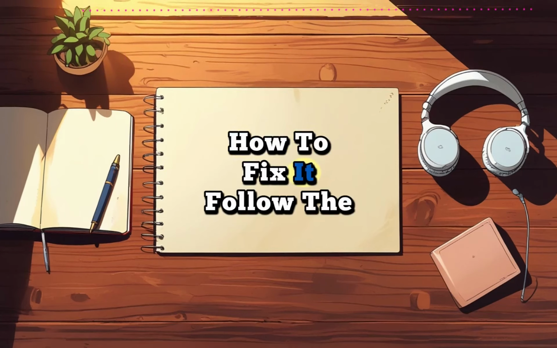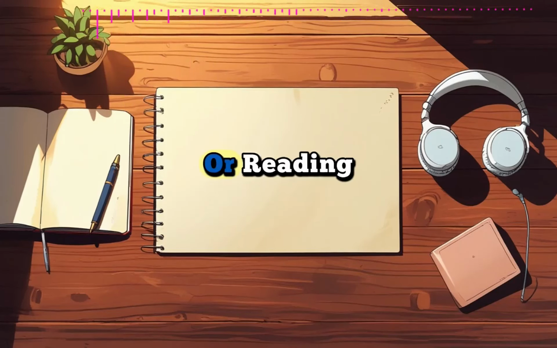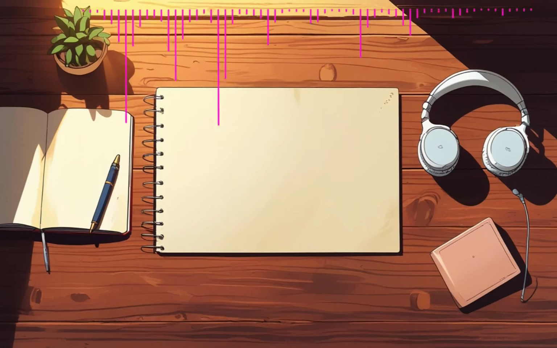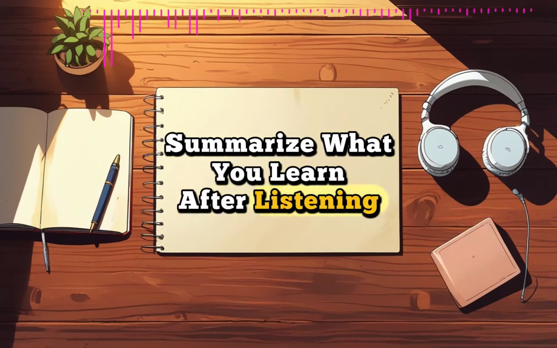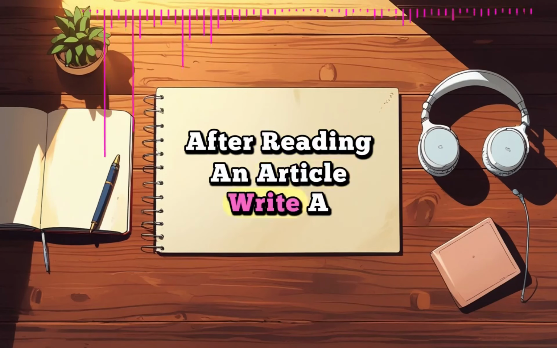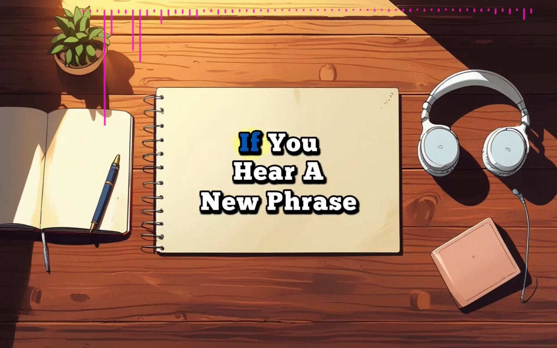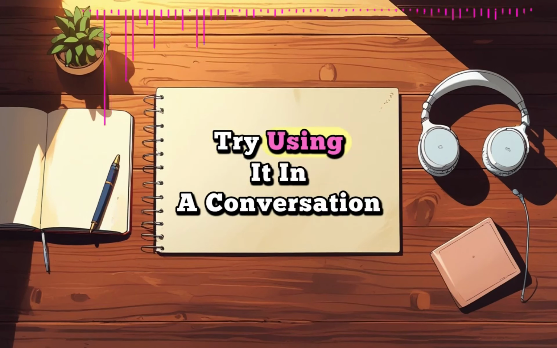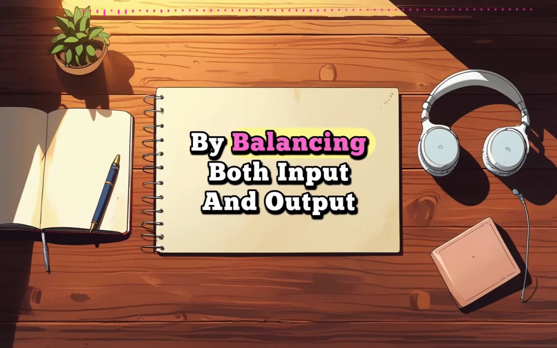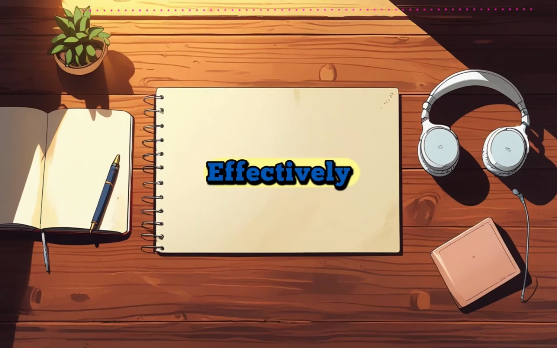How to fix it? Follow the 1:1 rule. For every 10 minutes of listening or reading, try to speak or write for at least 10 minutes. Summarize what you learn. After listening to a podcast, talk about it in your own words. After reading an article, write a short summary. Use English in daily life. If you hear a new phrase, try using it in a conversation or writing it in a sentence. By balancing both input and output, you will develop all language skills effectively.